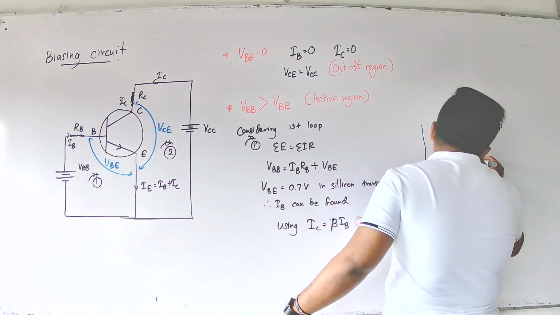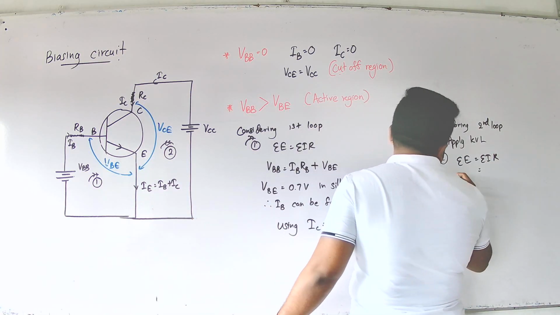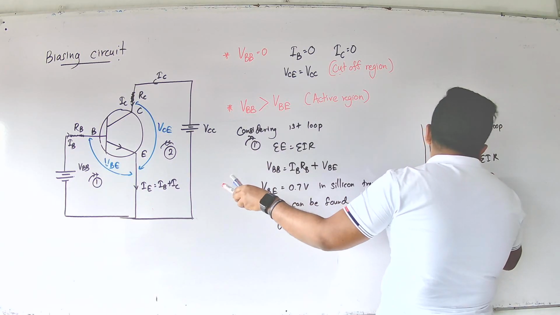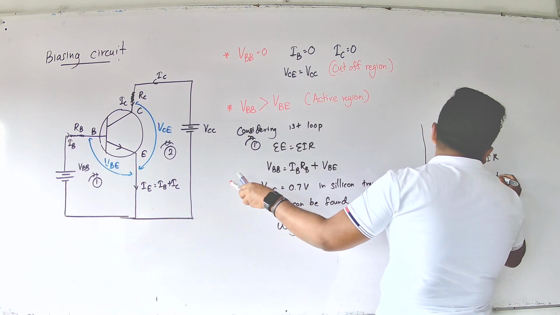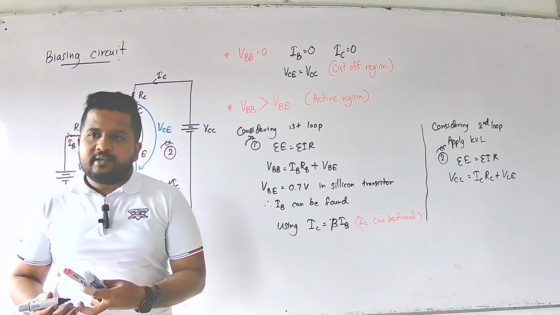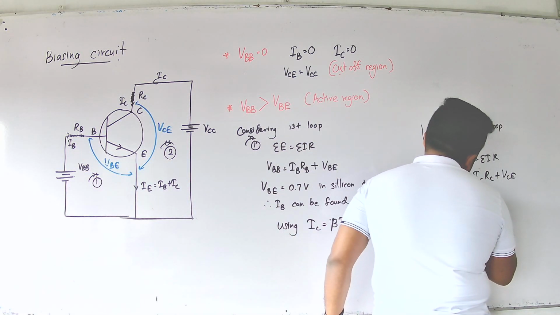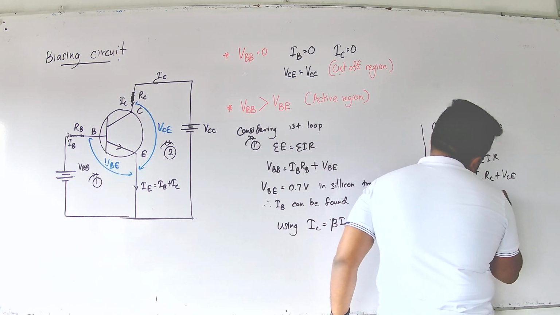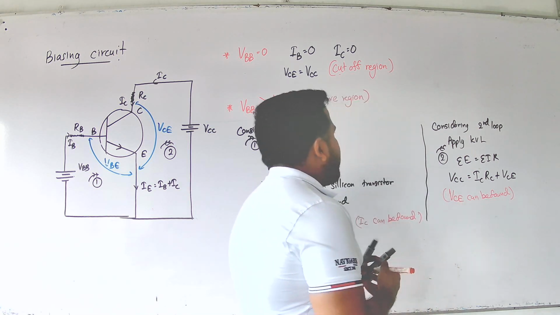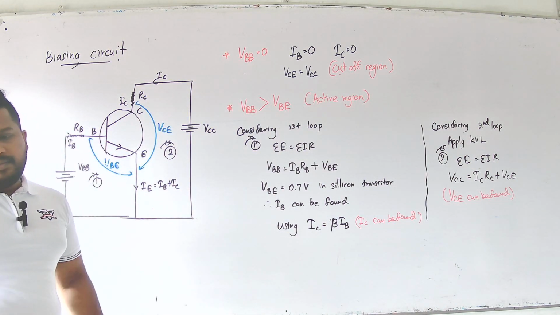Sigma E equals sigma IR. Sigma E means what? VCC equals sigma IR, ICRC plus VCE. So then we can find the VCE, right? So VCE can be found. Okay, this is the method. Okay, write down this one.